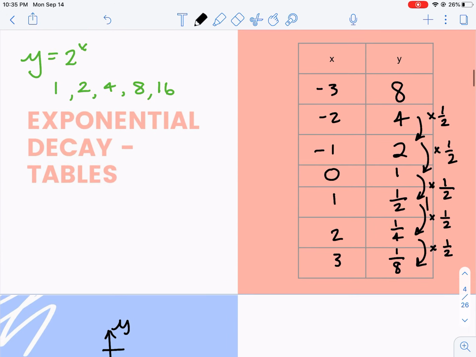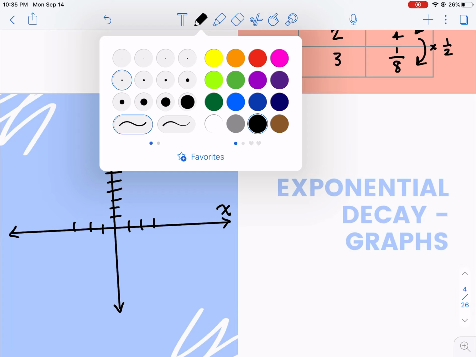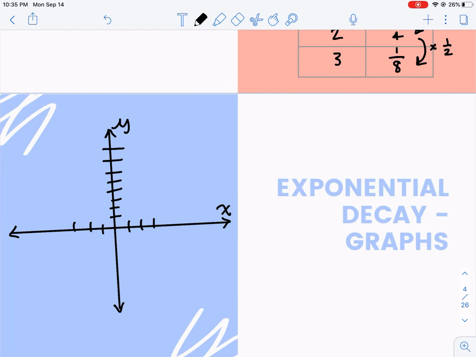Notice I don't have any negative values in my y's, so I don't need to have any negative values in my y's down here. All right, so I had over 0 up 1. I had over 1 up 1/2, 1/4, 1/8. That becomes very difficult to graph. But if I go back, I go up 2. If I go back 2, I go up 4. If I go back 3, I go up 8.